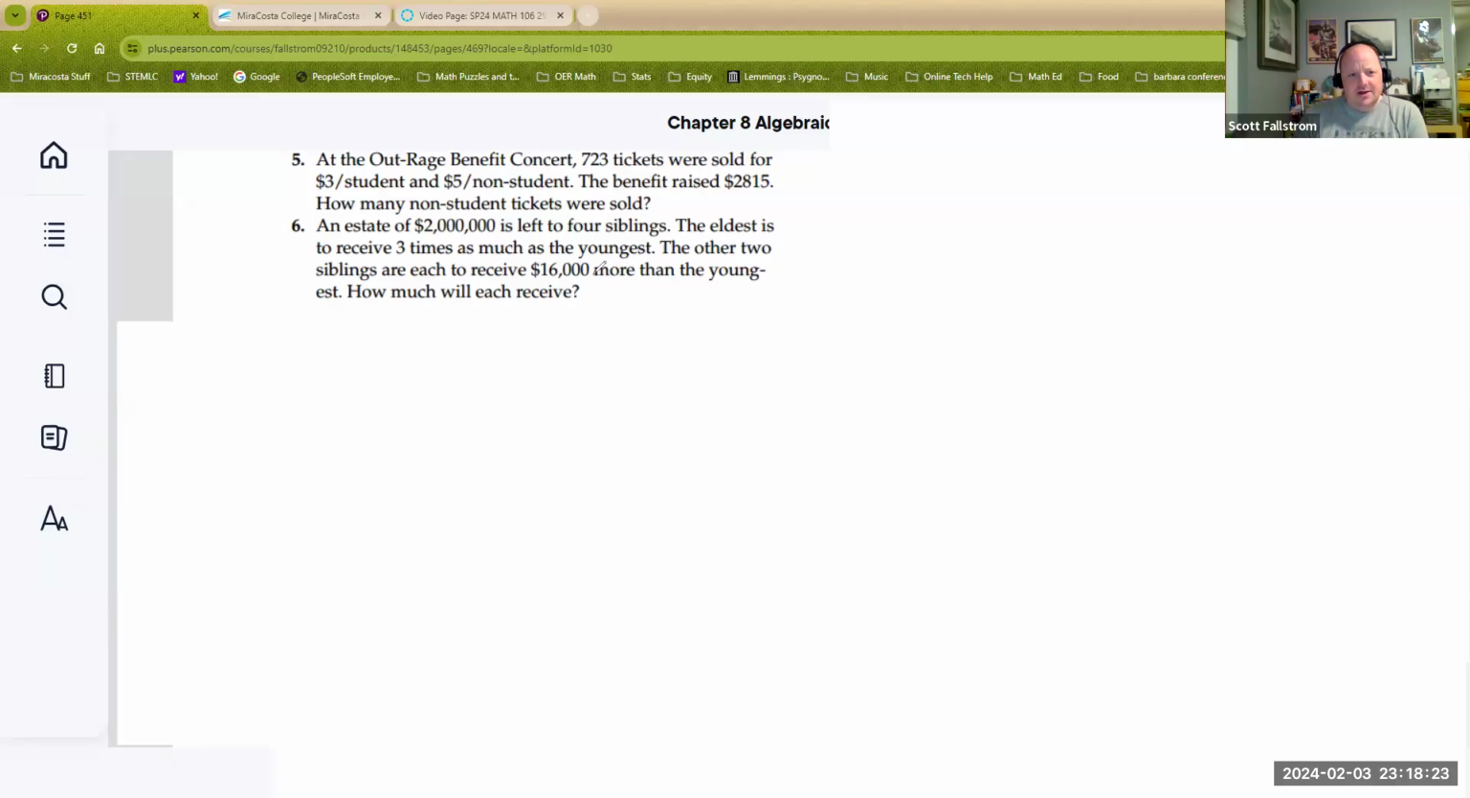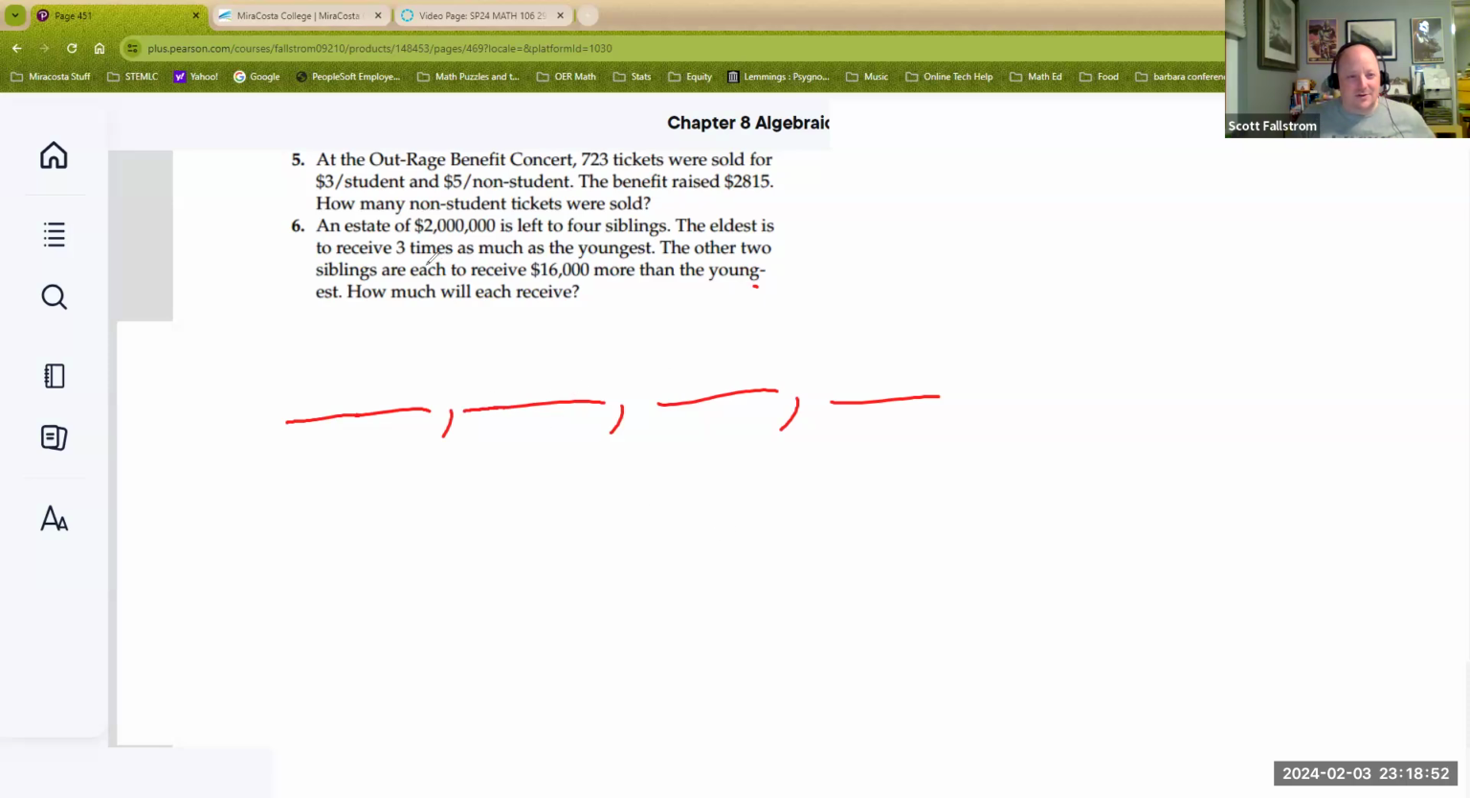So let's see here. The eldest is going to receive 3 times as much as the youngest. The other 2 siblings receive 16 more than the youngest. Okay. If I was reading this out loud, I would look at this. Okay, I got 4 siblings. I don't know much about them, but let's just say, here we go, 1, 2, 3, and 4. There's my 4 siblings, right? I don't know much about them. What do I know about them? I know there's a youngest.